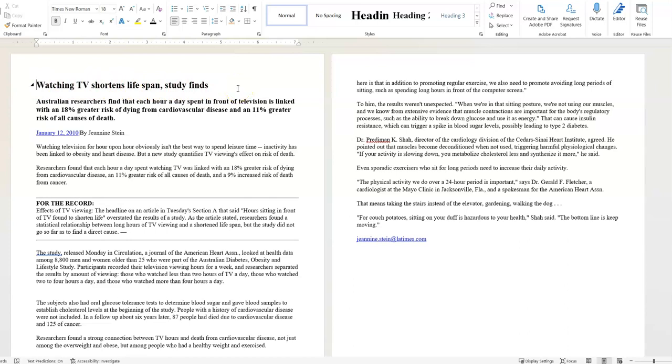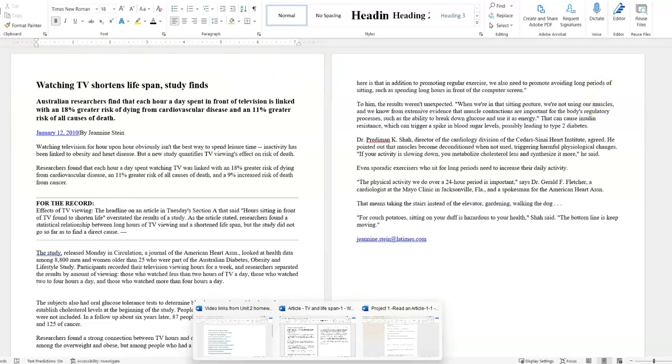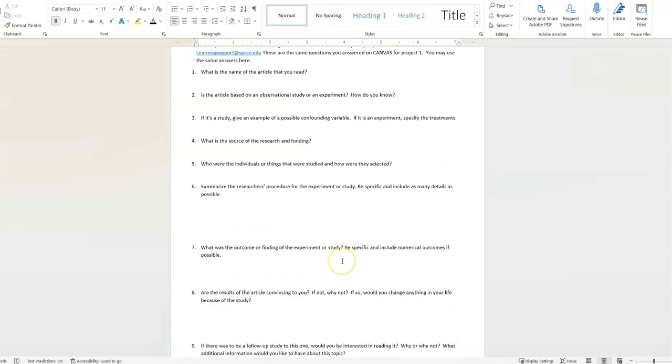What people do sometimes is they just shorten it to TV and lifespan or whatever, but put the actual name of the article at the top of whatever is given, that's what you want to give. So that should be an easy 2 points, although people do tend to miss it because they just shorten it.